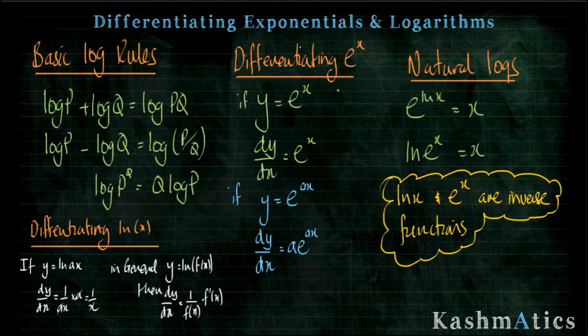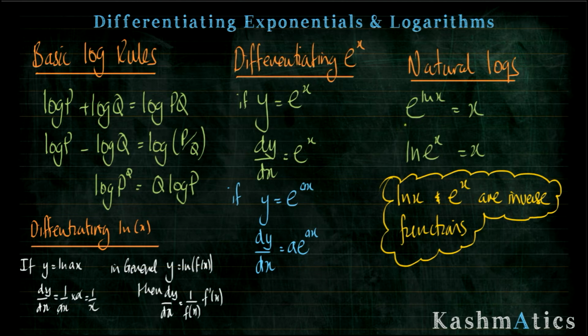Those are for logs. Now differentiating e to the power x, if y is equal to e to the power x, then dy by dx will also be e to the power x. So e is one of those special numbers that when you differentiate it, you get exactly the same function again. But if y equals e to the power ax, dy by dx will be a e to the power ax. Okay, so this one in blue is going to be really important for the first lot of examples.